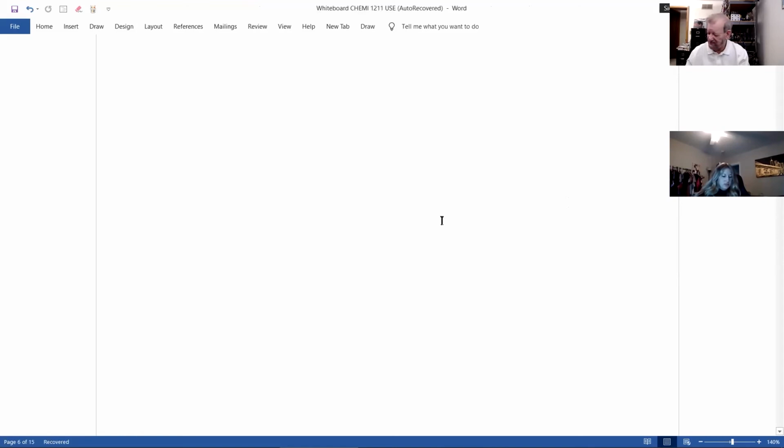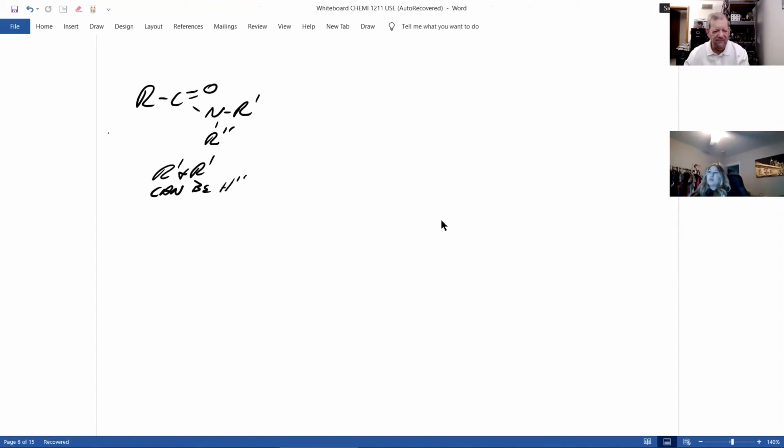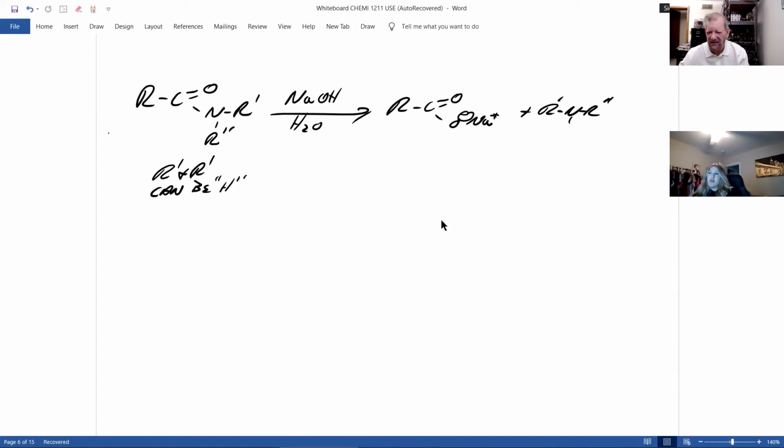And let me rewrite this. And I can write it like this. And what do we get? Take an amide, base hydrolysis, you get back the carboxylate anion of the carboxylic acid you would have used to make that, plus you get the amine you would have used to make that amide. Remember, R prime and R double prime can one, both, or none be hydrogen.